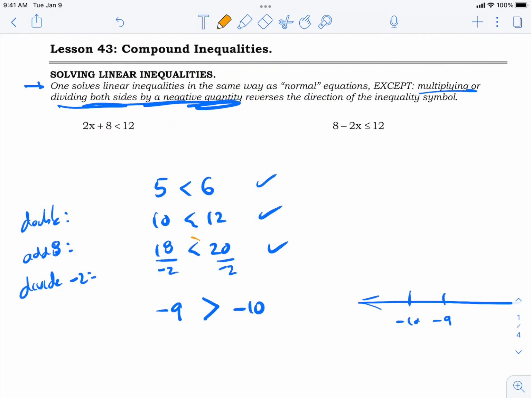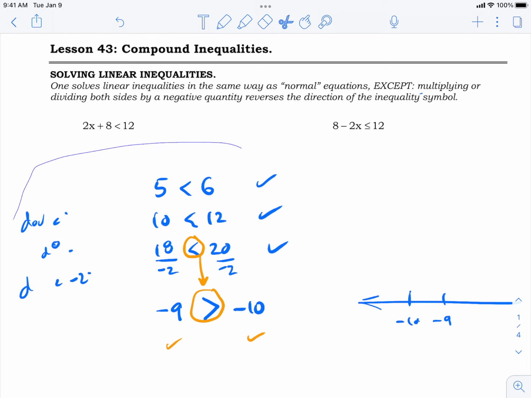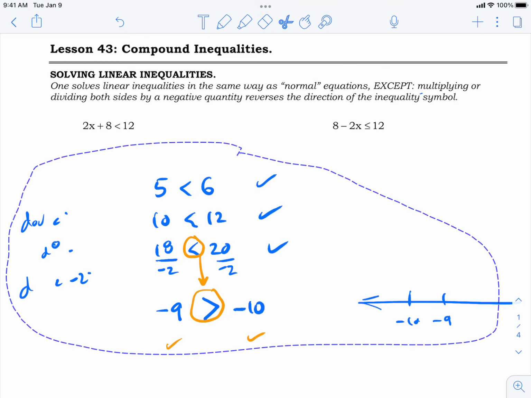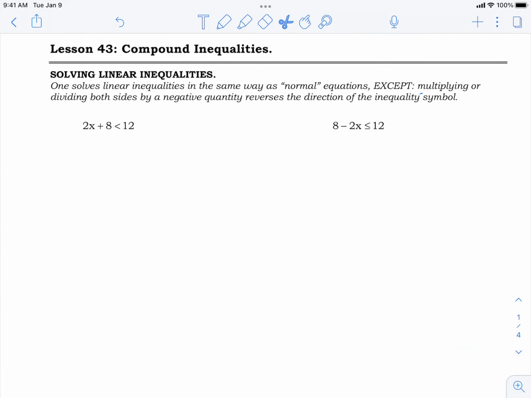I divided by a negative. That had to switch around. It had to change directions, okay? And hopefully you believe now why that must happen. So that's the one thing that's going to be different when we're solving these linear inequality things. So with that by way of setup, here we go. Let's solve this one over here.